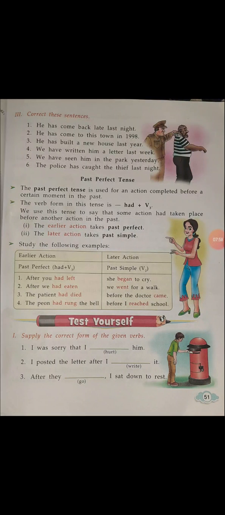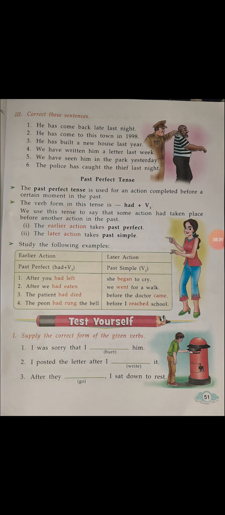Now the past perfect tense, page number 51. What is past perfect tense? The past perfect tense is used for an action completed before a certain moment in the past. So the past perfect tense is for the action which has already been completed. The verb form in this tense is had plus V3. V3 means main verb. Whenever you are writing any sentence in past perfect tense, you have to use had.